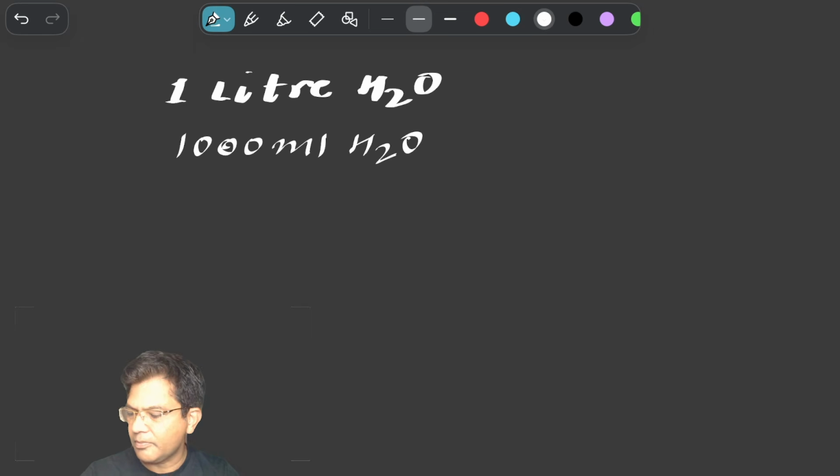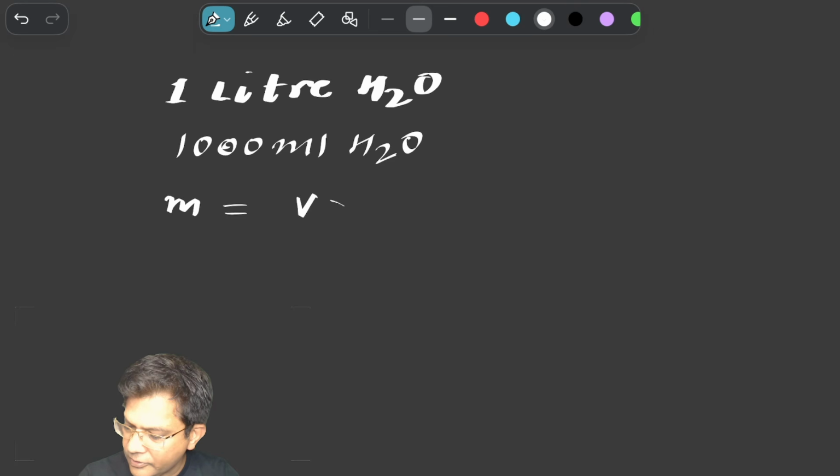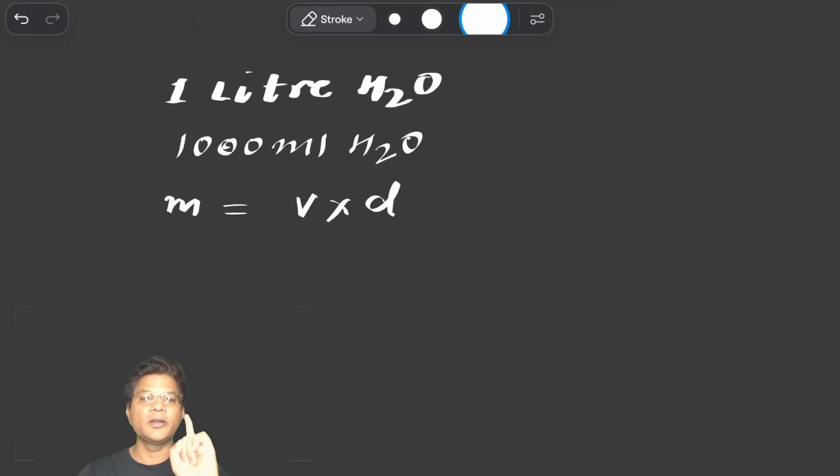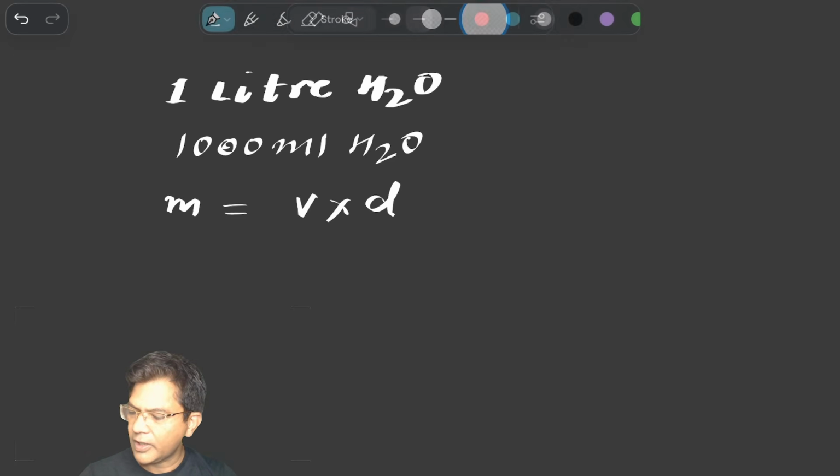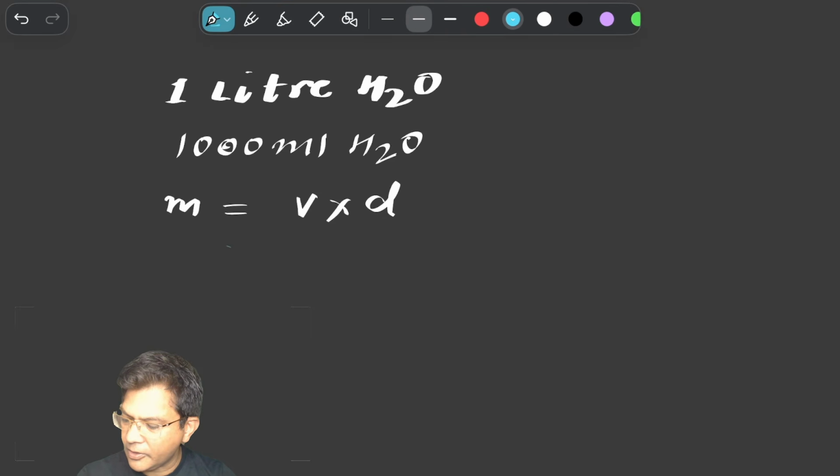And we know that mass is equal to volume into density. So density is 1 gram per ml. So I will say that its mass will be equal to 1000 into 1 gram per ml, that is 1000 gram.